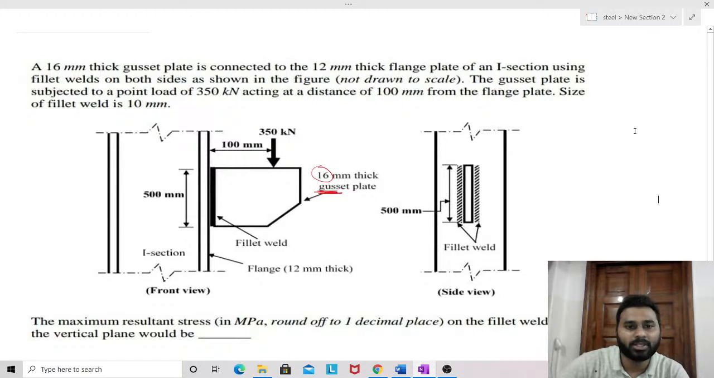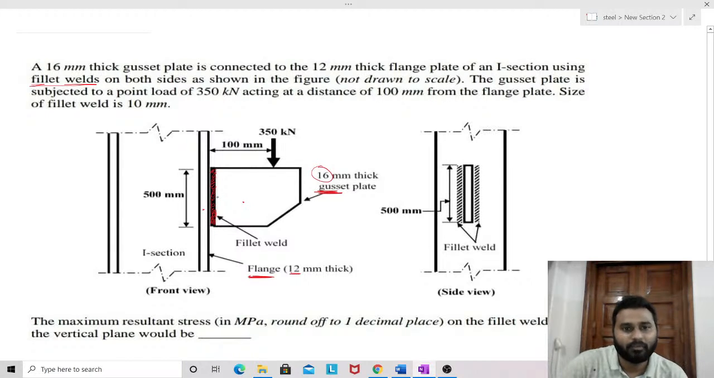a 12 mm thick flange plate of an I section. This is the flange plate mentioned in the diagram given in the question, and the thickness is 12 mm. This is the flange and this is the gusset plate. Both are connected by making use of fillet weld. See here, this is the fillet weld, the dark shaded part. Here I am shading it with red color on the screen. Try to observe.